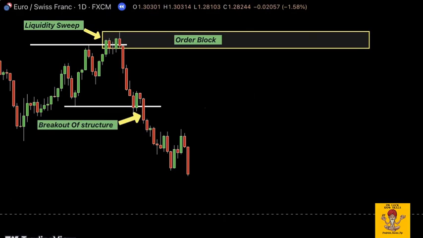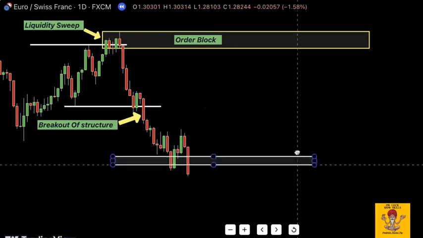When price fails to continue higher and instead breaks below a recent higher low, it confirms a bearish market structure shift. This indicates that smart money has begun shorting the market. The starting point of this strong downward move is the bearish order block. This is usually a large bearish candle before price drops sharply, marking the area where institutions likely entered short positions.